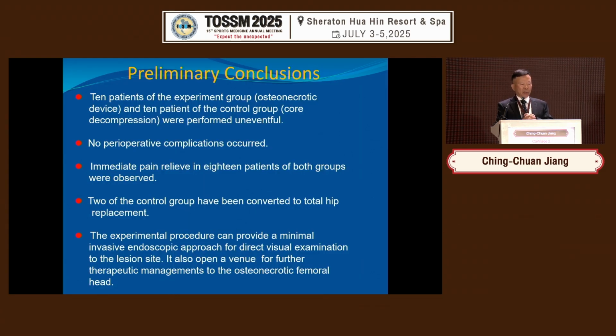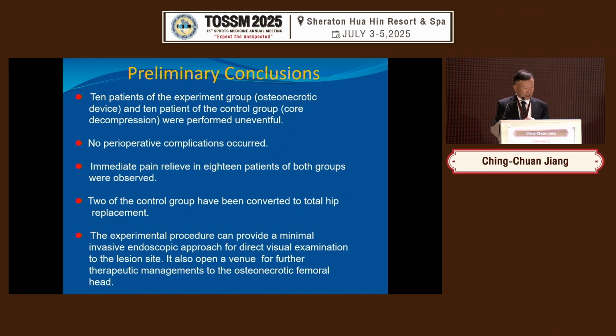So we have a preliminary conclusion for this clinical trial. 10 patients in the experimental group and 10 patients in the control group were performed uneventfully. There were no perioperative complications in both groups. Immediate pain relief was observed in 18 patients of both groups. 2 of the control group have been converted to total hip during the trial period.